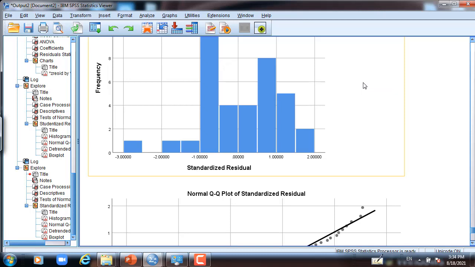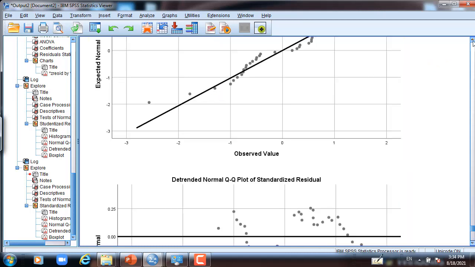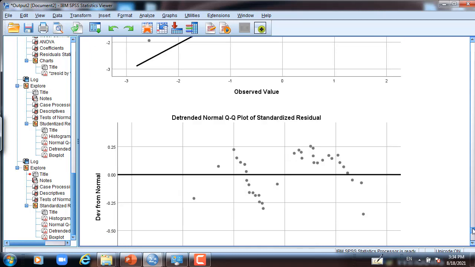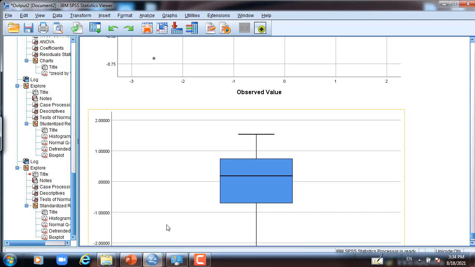We check another graph, which is the Q-Q plot of standardized residual. What does it show? We can see that all the circles, or the dots, are not falling on the line, but they are very close to the line, meaning that we can say from the diagram the residuals are normally distributed. Here we can check the box plot, and then we can see whether the residual is normally distributed or not. The median is not in the center. This is the median, not in the center, meaning that the residual is not normally distributed.